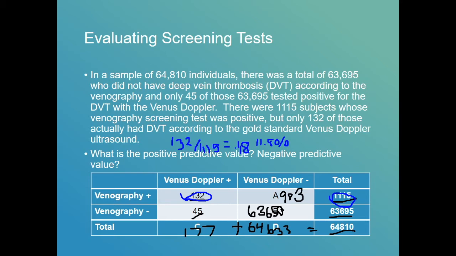Now, to get the negative predictive value, what we want to do is take the intersection of venous Doppler negative and venography negative, so the 63,650. We want to divide that by the total number that tested negative in the venography, so the 63,695. I'm not going to write that one out, but I'll draw a little division sign here. And it comes out to be 0.999, or 99.9%.